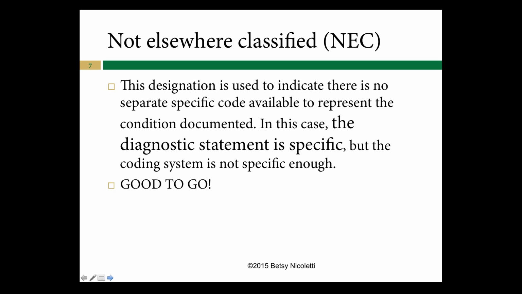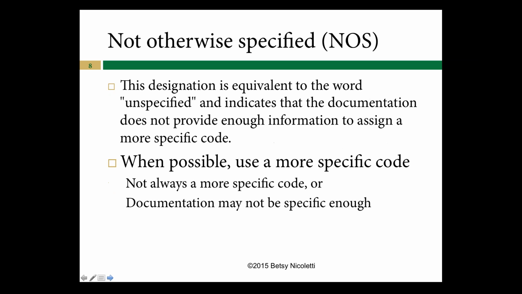And if you have a program that lets you look at synonyms, when you click on that, you'll see a list of synonyms that will be your code. So you're good to go. Now, not otherwise specified is the equivalent to unspecified. Now, it is sometimes the most specific code you can find. Even though it is an unspecified code, there isn't a more specific code for the condition that you're looking at.